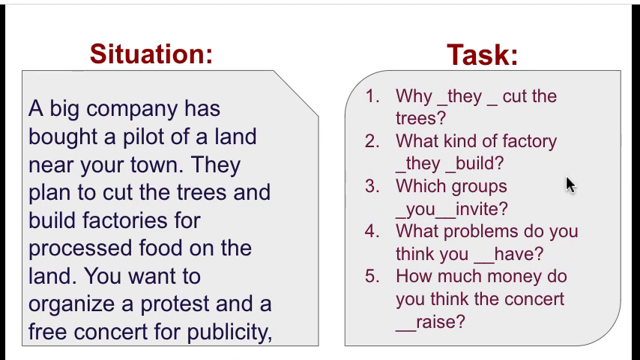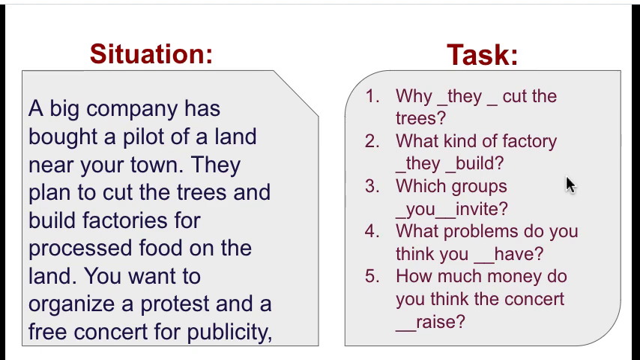The second: what kind of factory they build. In this case, we use going to because they decided to build a factory before the moment of speaking. What kind of factory are they going to build? The third sentence: which groups you invite?